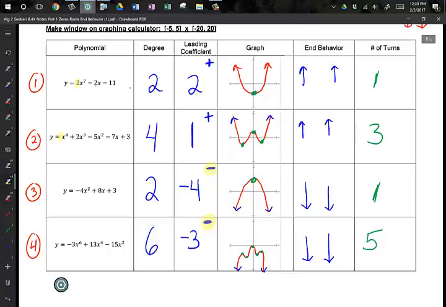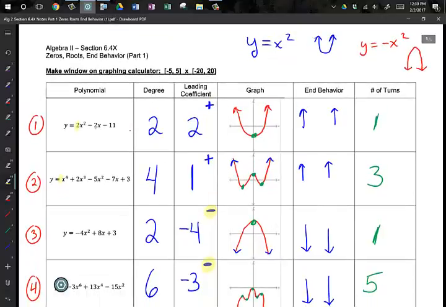Now, how do we remember that these start up? Well, we go back to our granddaddy of all functions, the parabola. And we all know that a parabola starts up and ends up, right? So if you're trying to remember the pattern, think back to a regular parabola. What is the degree of a regular parabola? 2. How many turns does it have? 1. Okay, so our first 4 rows, great job.